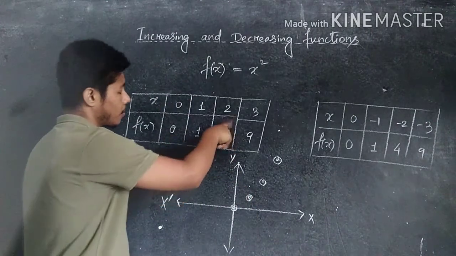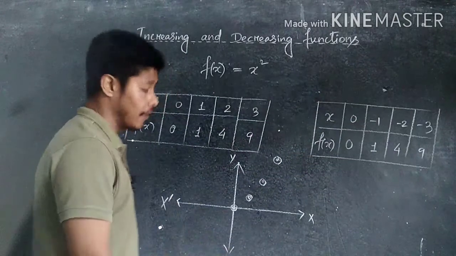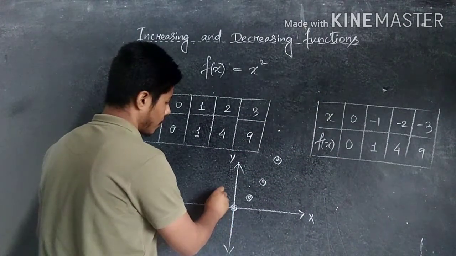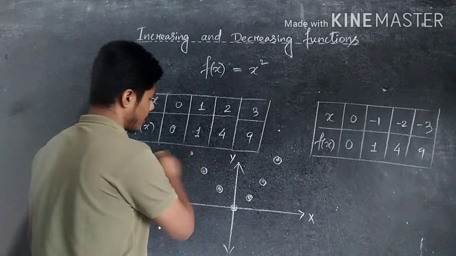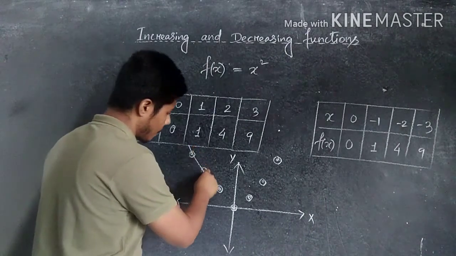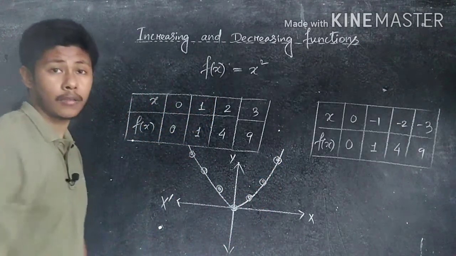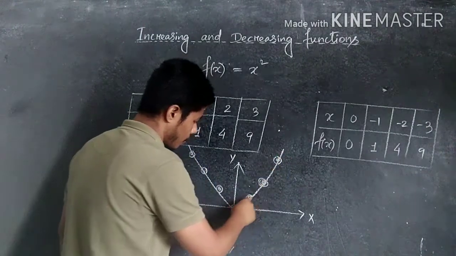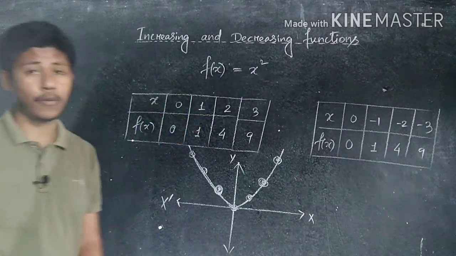So here we have the positive values. Similarly, if you consider the negative values, 0, 0, then -1 gives 1, for -2 it is 4, and for -3 it is 9. If you draw the graph and join it, we obviously get the graph in this way. Isn't it? It will be a curve. If you draw the graph properly, here it will be a curve.